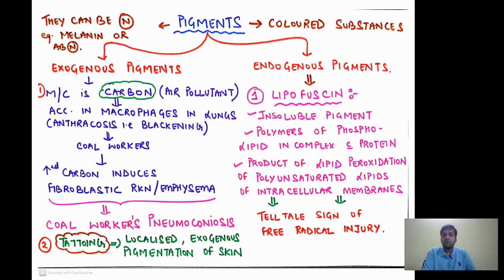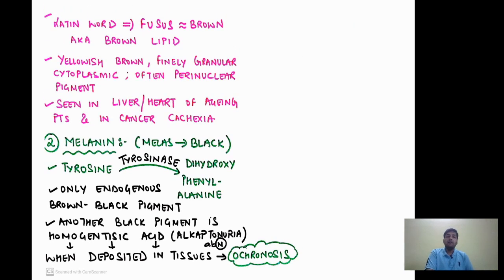Now for the endogenous pigments, the first and most important is lipofuscin. Lipofuscin is an insoluble pigment. They are polymers of phospholipid in complex with protein. They are the products of lipid peroxidation of polyunsaturated lipids of the intracellular membranes, and they are the telltale sign of free radical injury. The term lipofuscin is derived from a Greek word, fuscus, meaning brown, also known as brown lipid. They are yellowish brown, finely granular, cytoplasmic, and often perinuclear pigment.